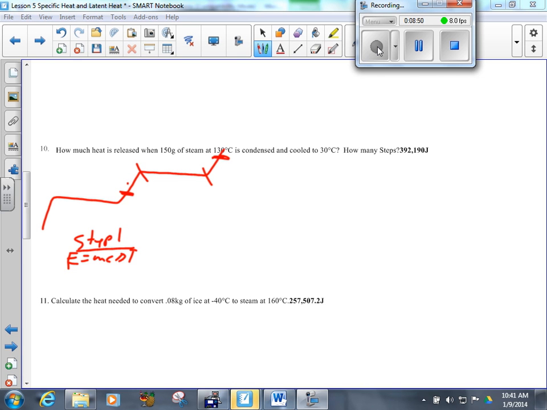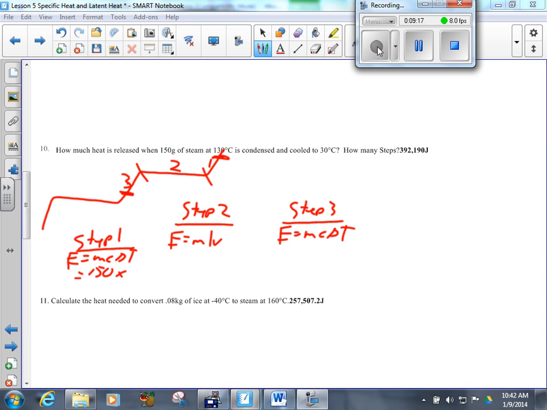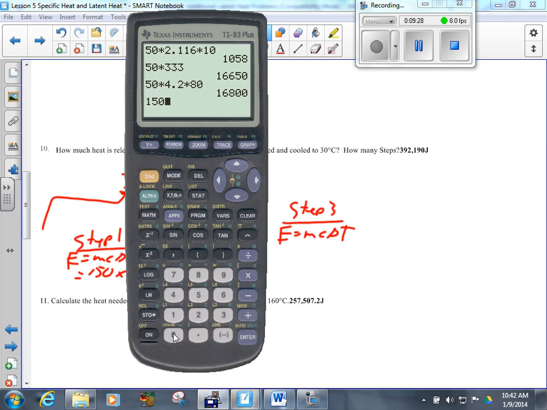Okay. Step 2. What formula do we use for that? E equals mLV. All right. And step 3, I'm reducing the temperature of the water. So that is E equals mc delta T. All right, so for step 1, we have 150 grams, so 150 times the specific heat of steam, 2.02, and I'm changing the temperature there by 30 degrees. So 150 times 2.02 times 30.